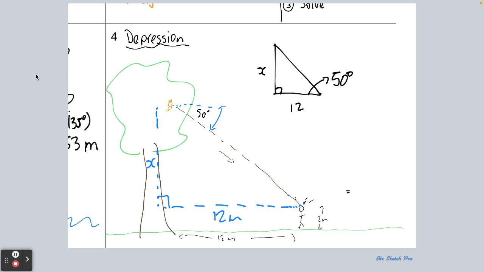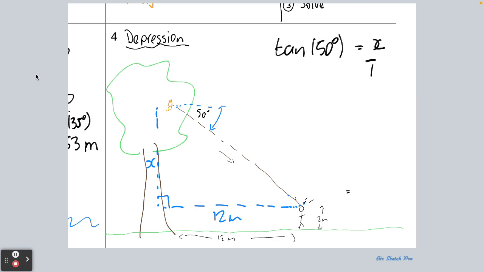So you've got the triangle there. And again, we're going to use tan because we've got an angle, an opposite and an adjacent. Just for room's sake, I'm going to get rid of that. Tan of 50 degrees is equal to x on 12. So x is simply going to be 12 multiplied by the tan of 50 degrees. I'll then use my calculator again and I would get 14.3 meters as the distance of x.